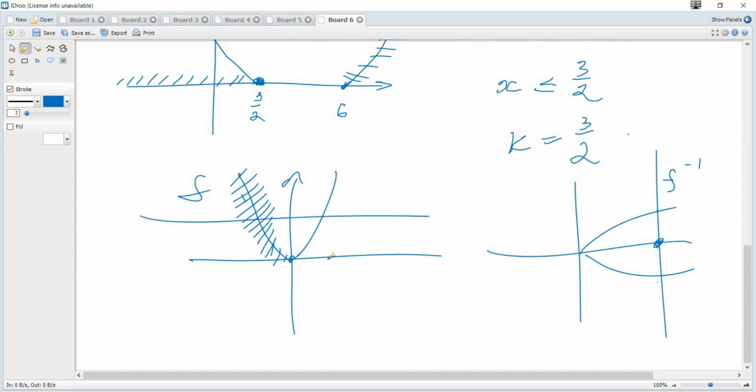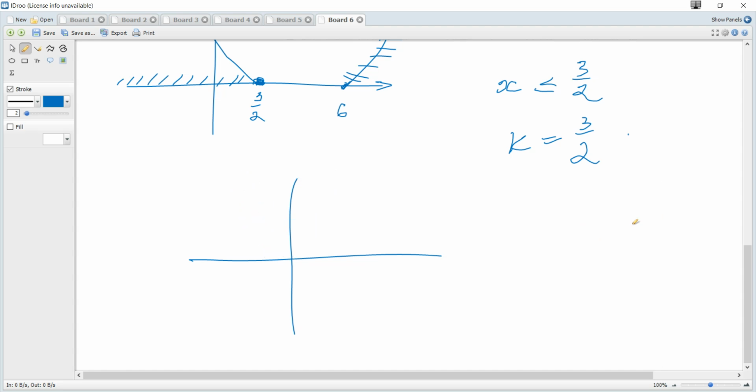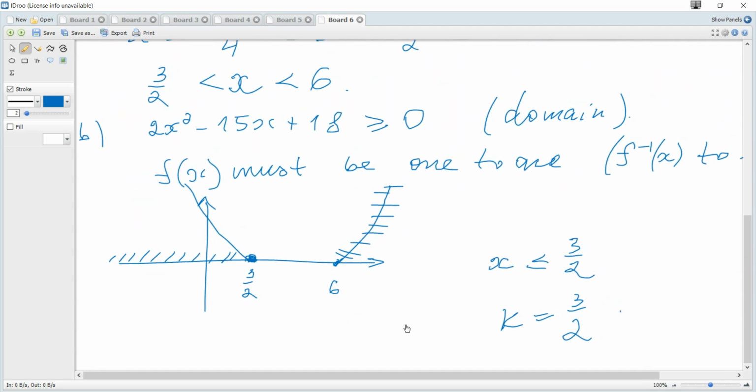One-to-one means for one x there is only one y value, but here you can see that there is at least 1 point for which two x values give the same y value. It's a many-to-one function, or we say that this function fails the horizontal line test for checking whether it's one-to-one. So if it's one-to-one, there will be only this part for the inverse, and hence the inverse exists. So that's all for this question.